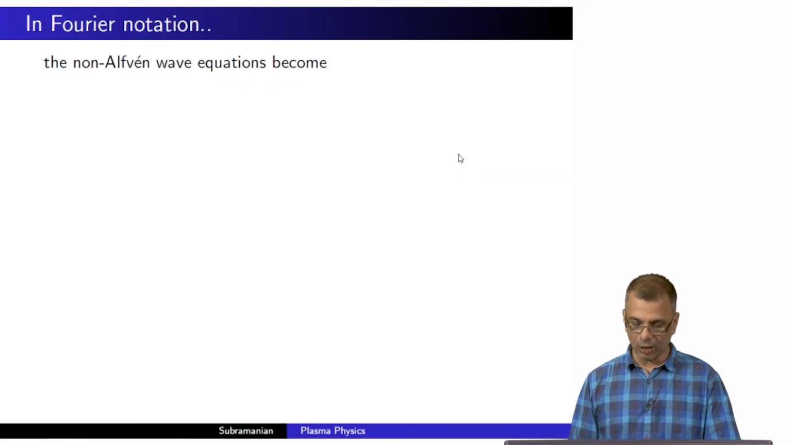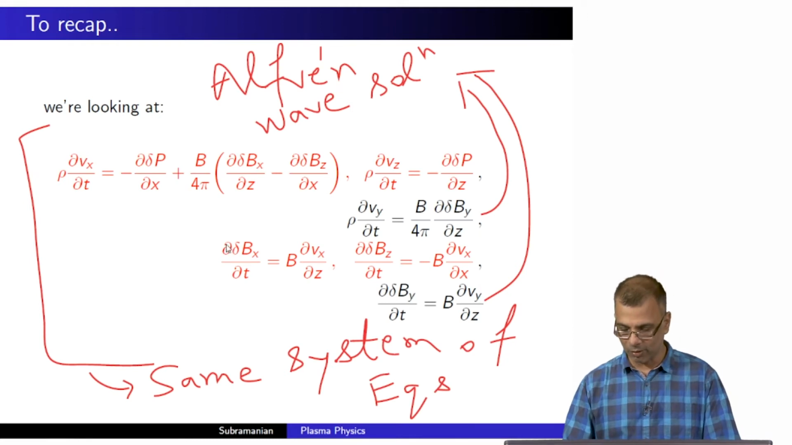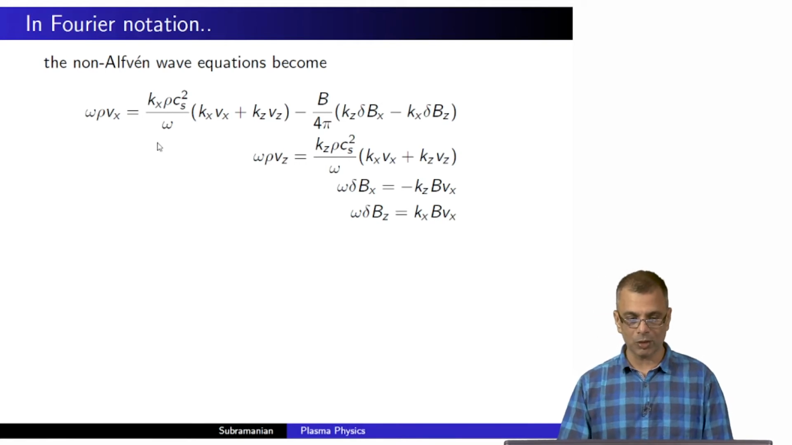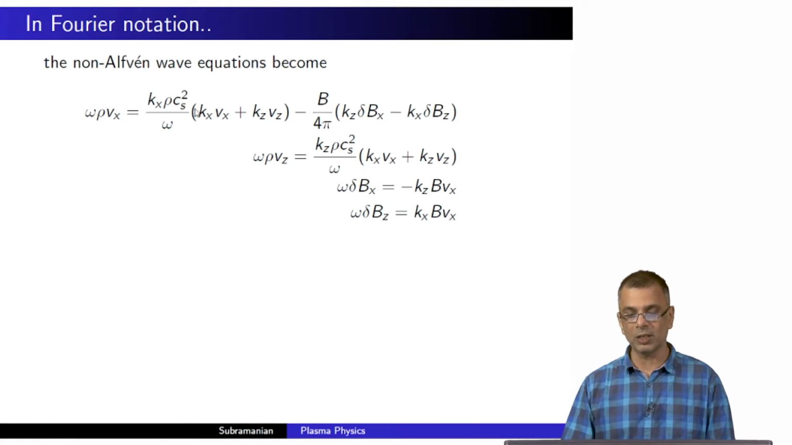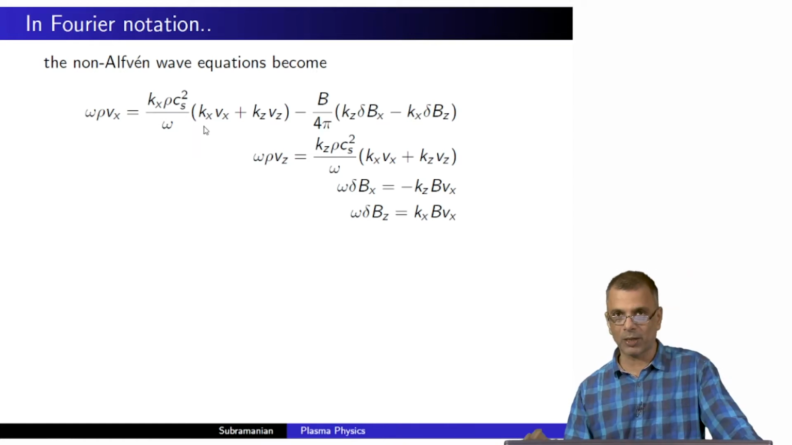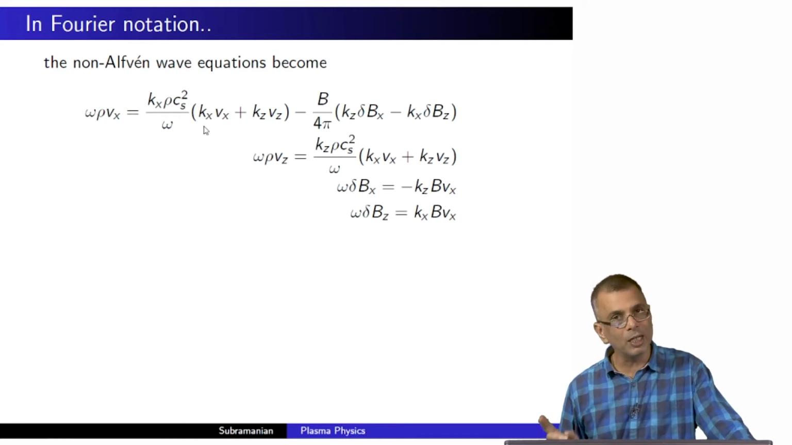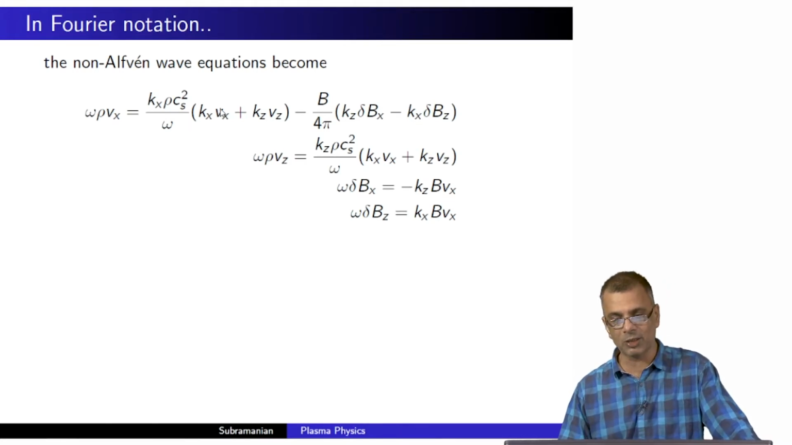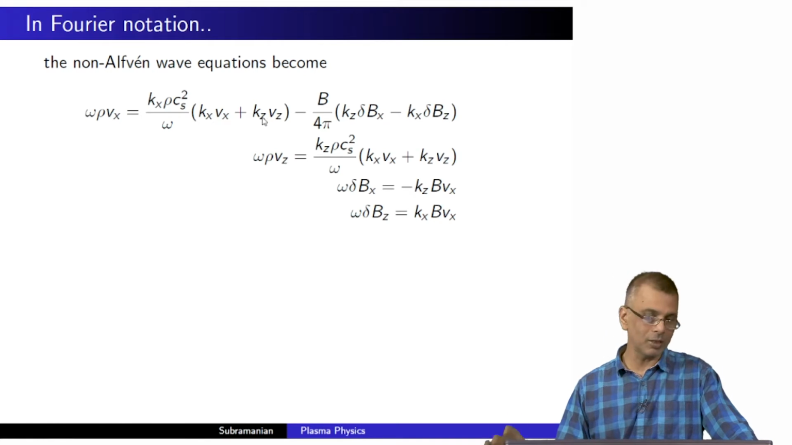Right. So the non-Alfvén wave equations, which are just these equations in red, when written in Fourier language, become this. Wherever you see an omega, you know that there used to be a d over dt. Wherever you see a k, you know that there used to be a d over dx, and so forth. But mind you, because of the presence of the magnetic field, the propagation vector k is not the same in all directions. Hence, you have the appearance of a k sub x and a k sub z. The k sub y is already taken care of.